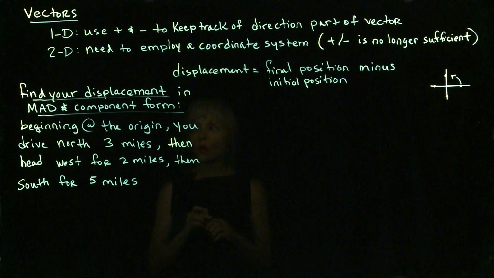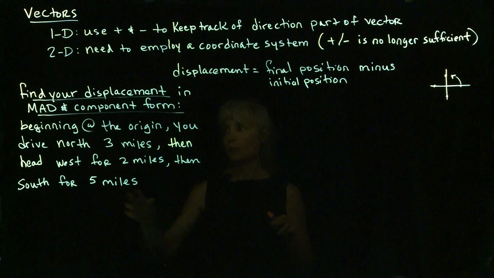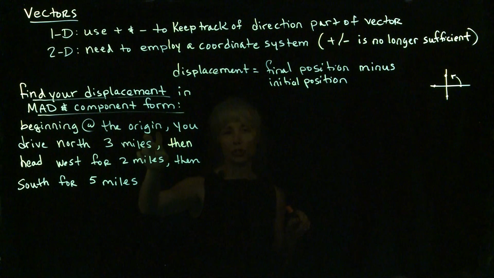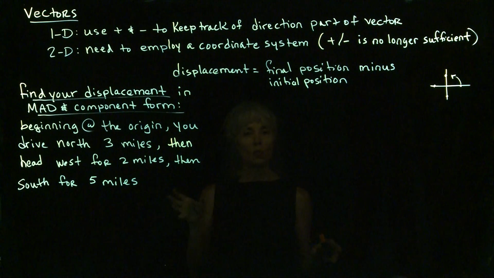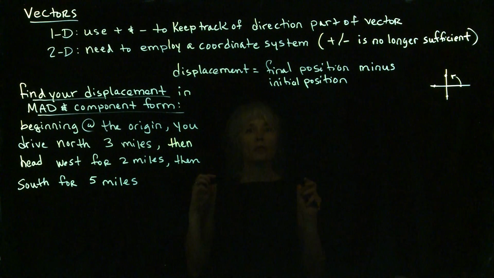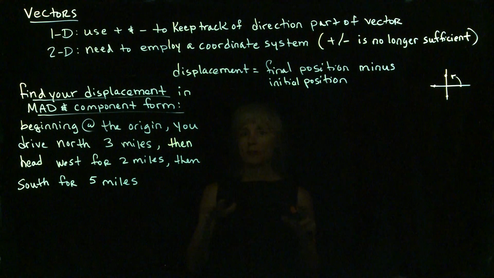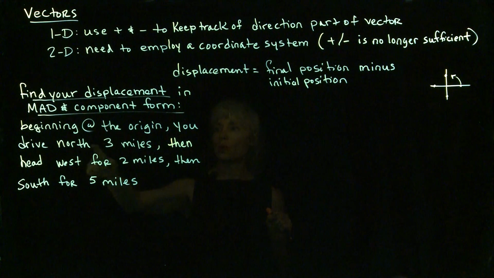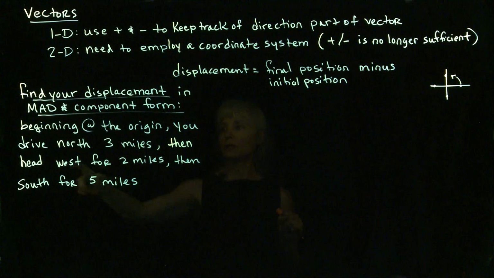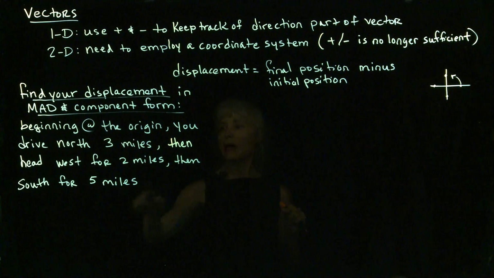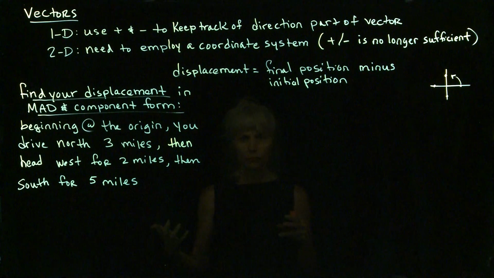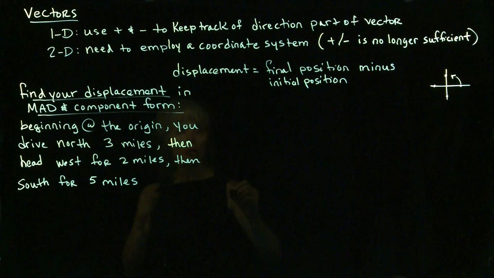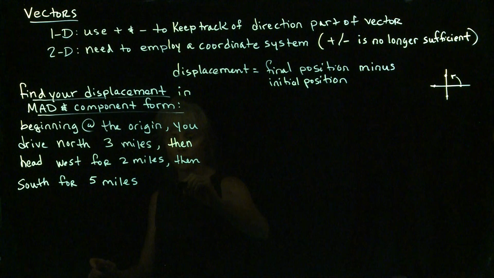Okay, for this particular example, we're going to begin at the origin. So imagine yourself in your car and you start at what we have decided on to be the origin. So that's x equals 0, y equals 0. And you're going to drive north for 3 miles, then you're going to head west for 2 miles, and then south for 5 miles. What was your displacement? Well, first of all, I think we should graphically represent this so we can see what that looks like.